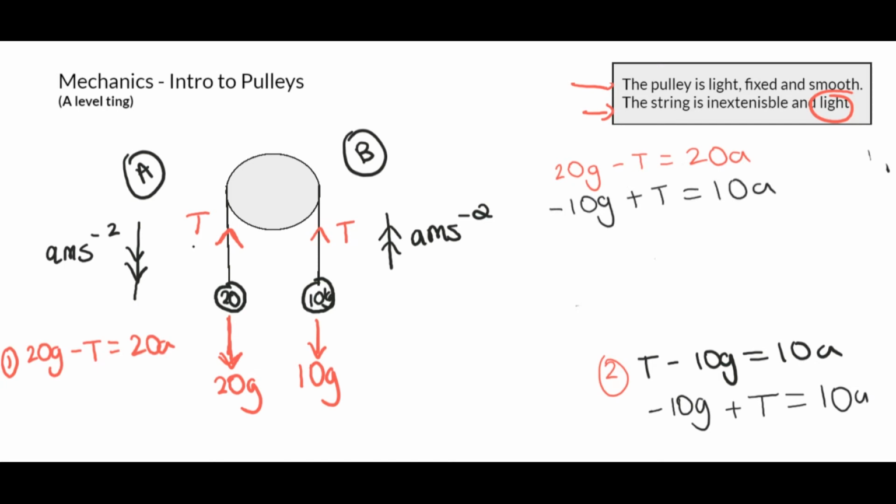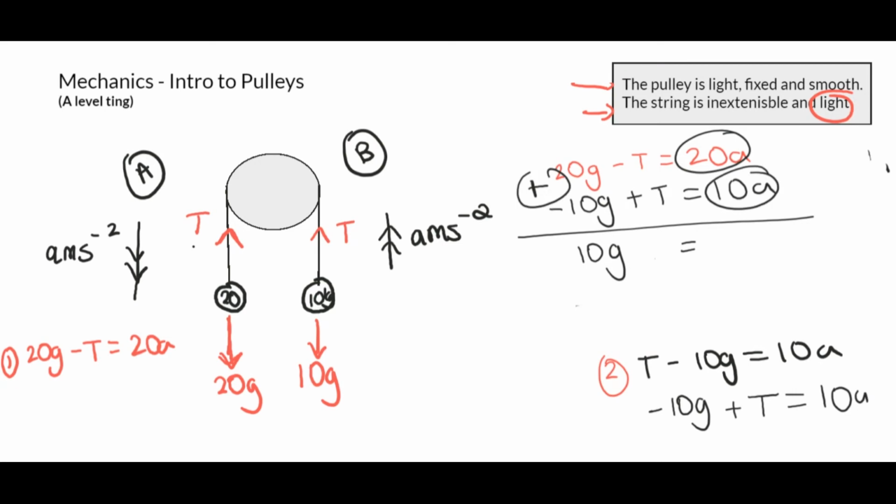Now, all I do, I solve these simultaneously, yeah? So all I'm going to do is add these both together. If I add these both together, I'm going to get 20 plus minus 10. That's going to be 20 minus 10. That's going to be 10g, yeah? I'm going to get minus T plus T. So that's going to be 0, because minus 1 plus 1 is going to be 0. So the T goes, and then you're going to have 20a plus 10a. I'm going to get 30a. Alright, done. Now we can easily find a.